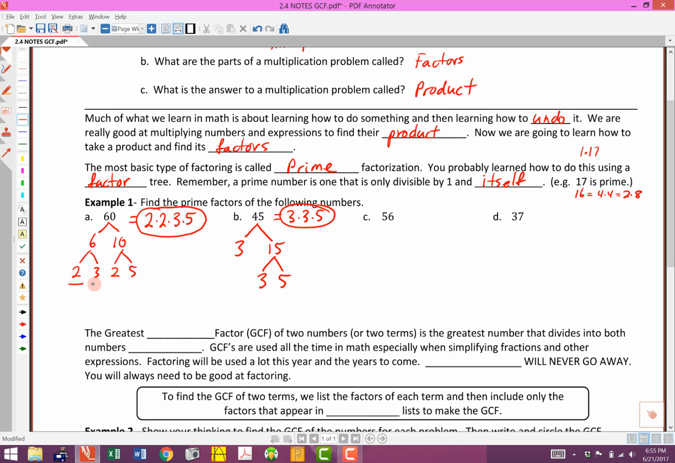You'll notice that each one of these branches stops when we get to a prime number. That's how we know we stop at the end there. And we didn't stop at 15 because 15 is not prime. We can break that down.